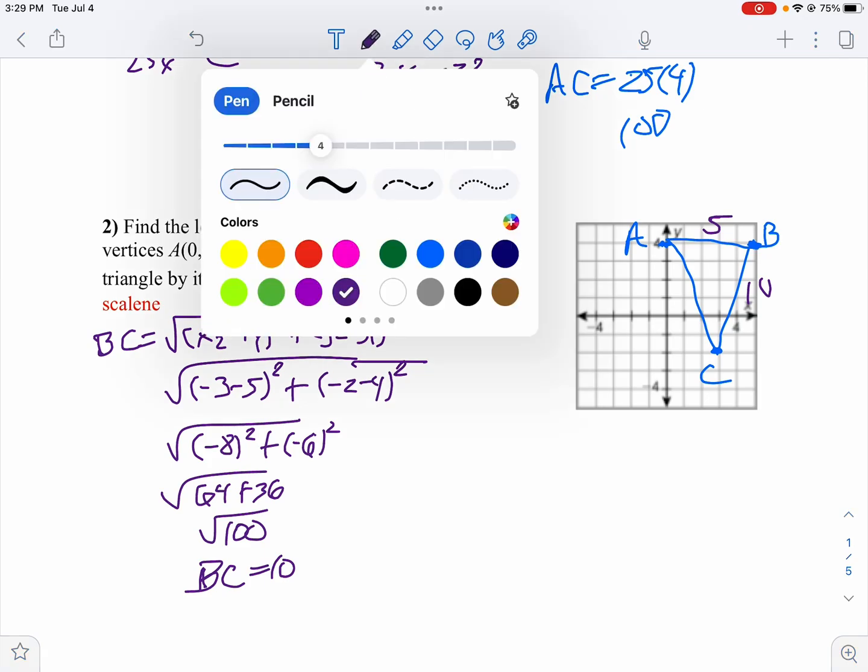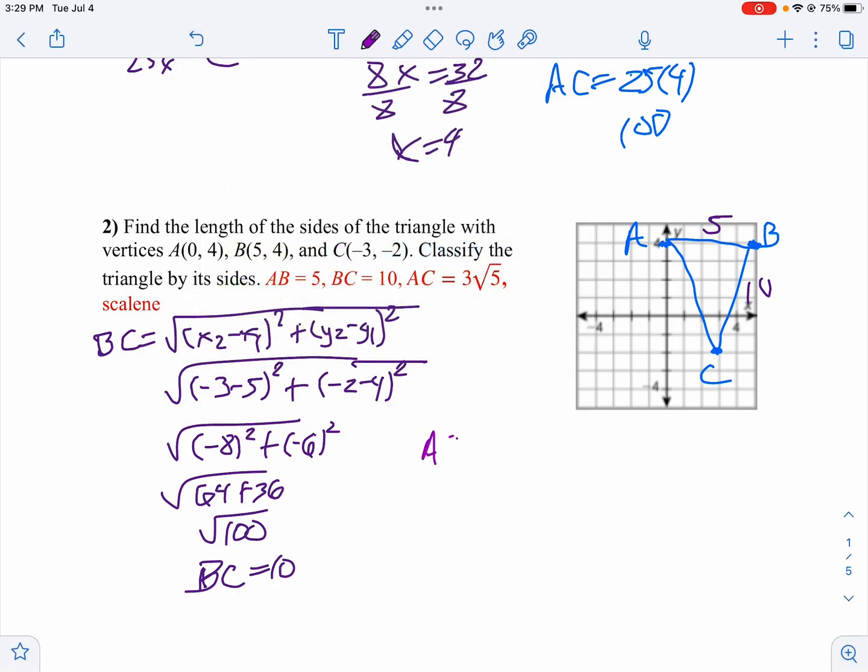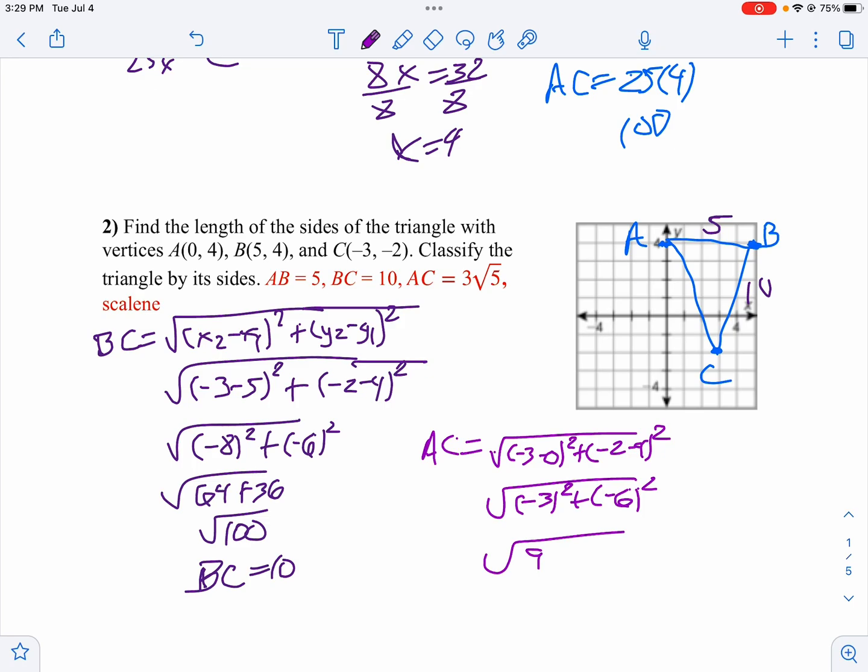Okay, let's do A to C using our distance formula. So A to C, I'm going to go negative 3 minus 0 squared plus negative 2 minus 4 squared. Well, negative 3 minus 0 is negative 3, and negative 2 minus 4 is negative 6. 3 squared is 9. Negative 6 squared is 36. I get the square root of 45.